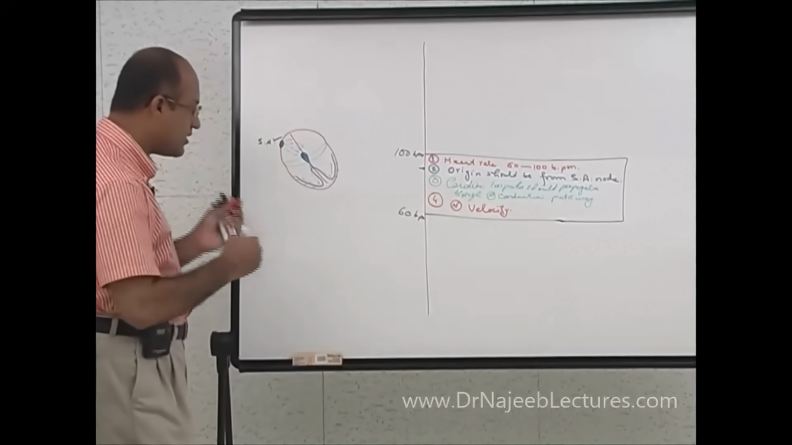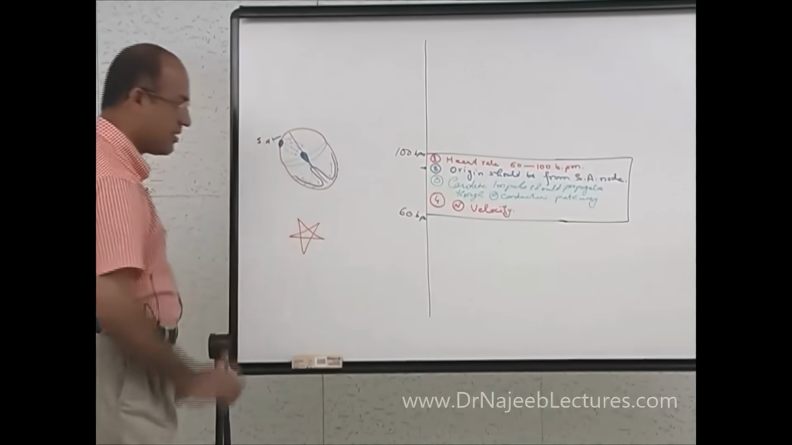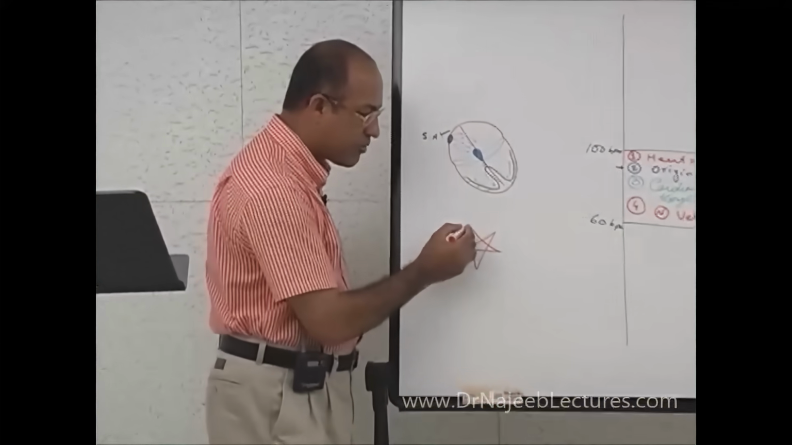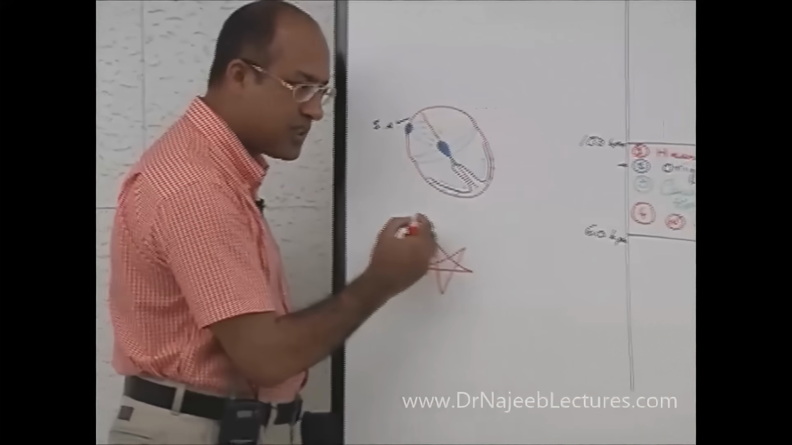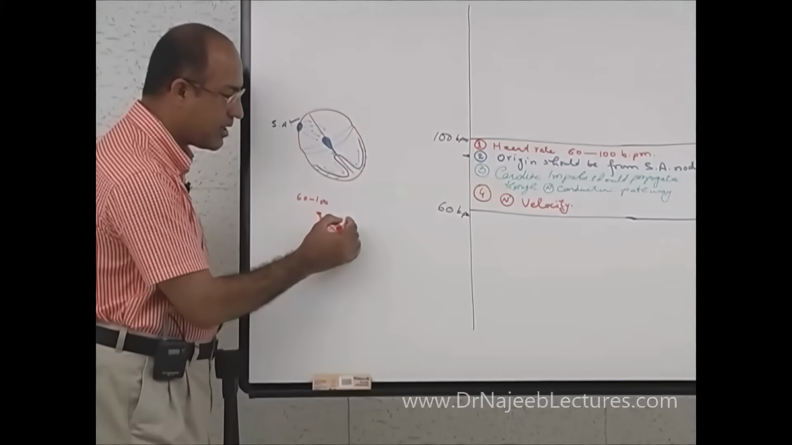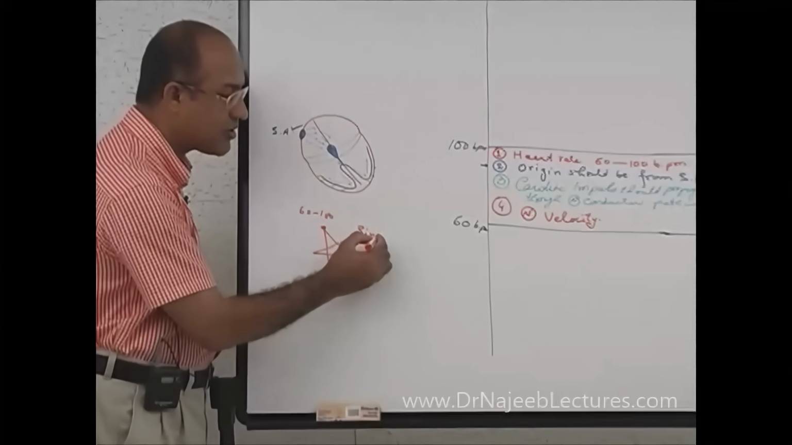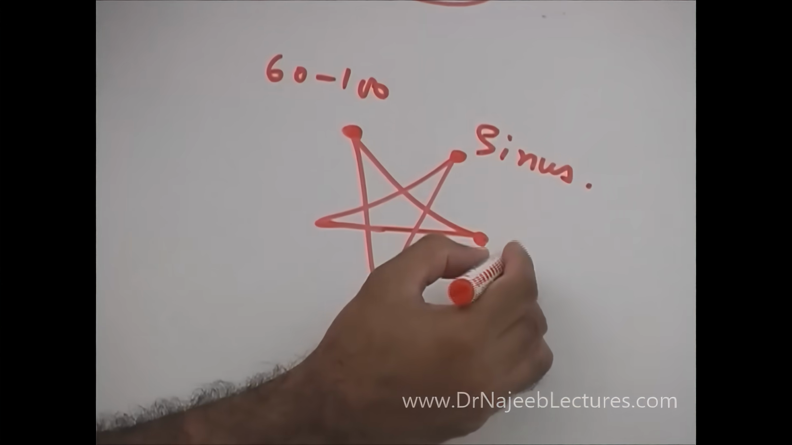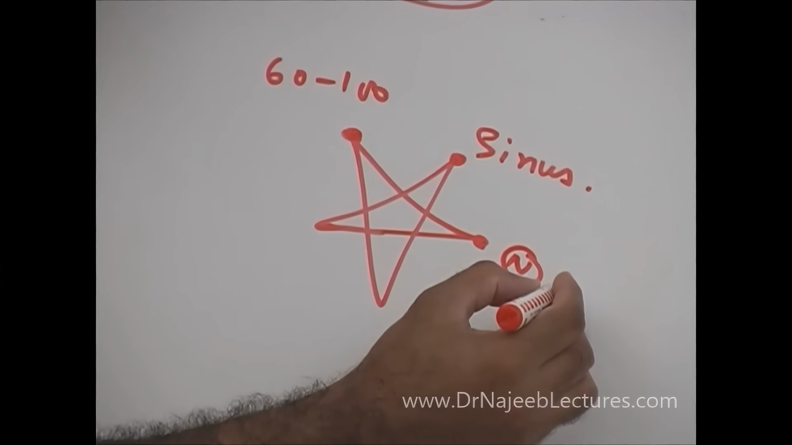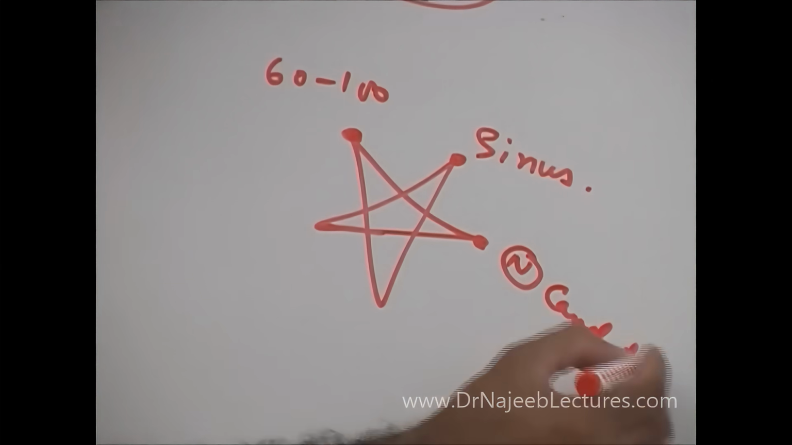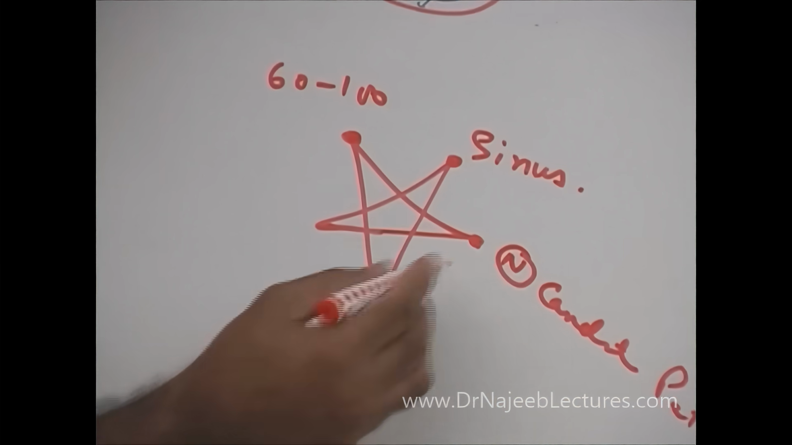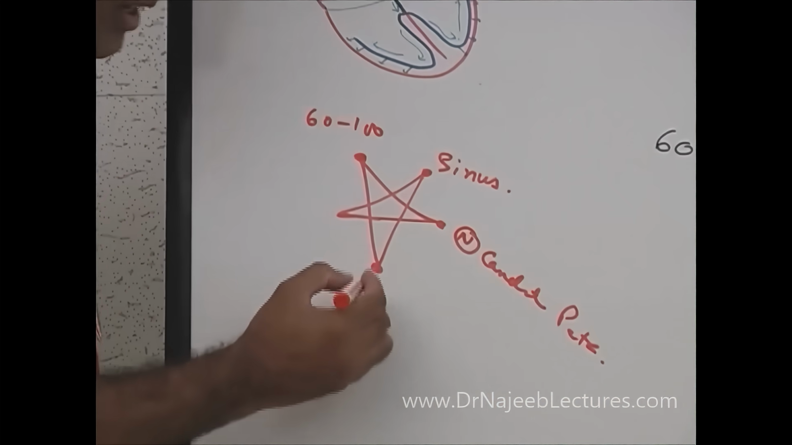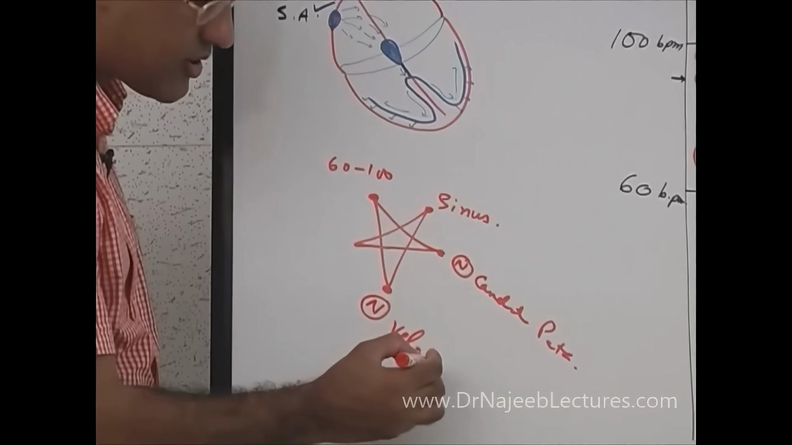So it is just like a 5-pointed star. You can get a star for normal rhythm, which has how many points? 5 points. Point number 1, rate is between 60 to 100. Point number 2 is every beat is of sinus origin. Point number 3 is that there should be normal conduction pathway, right? And then point number 4 is, yes, it passed through normal pathway with normal velocity.